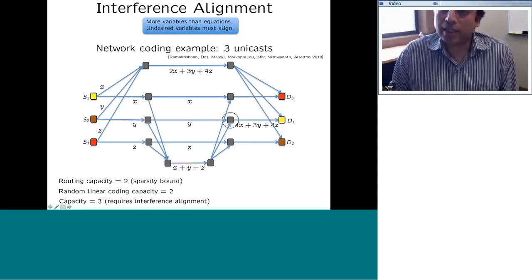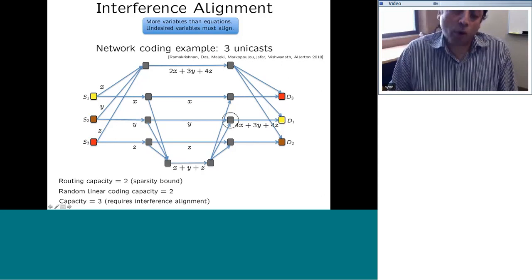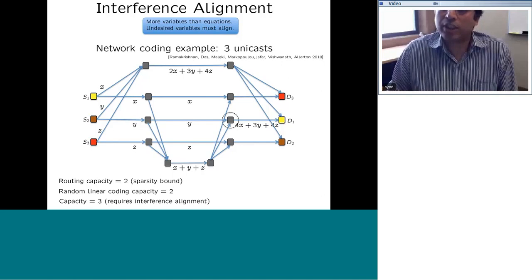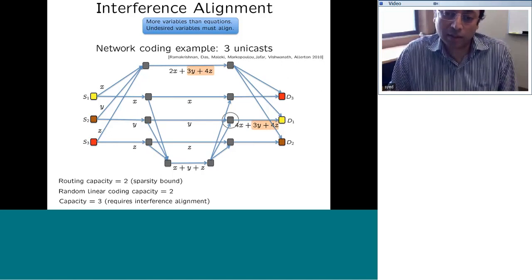So let's look at destination 1. Destination 1 wants to decode x. Remember, it wants to decode the symbol x. So y and z are interference. So there are 3 variables, but it has only 2 equations. So what should happen is that the interference has to align. So let's see if things align here. By alignment, what I mean is, for destination 1, these are the 2 linear combinations it sees, or these are the 2 linear equations it sees.